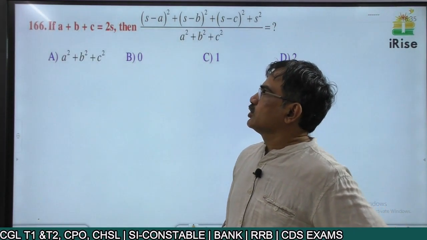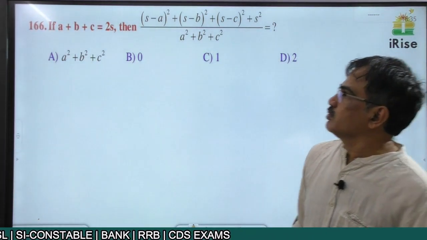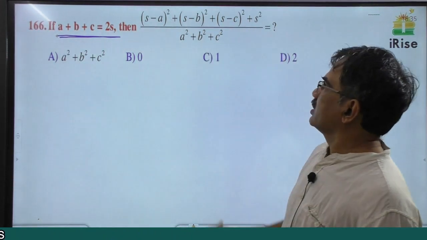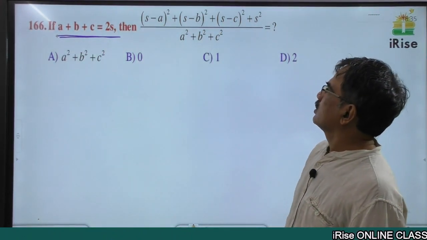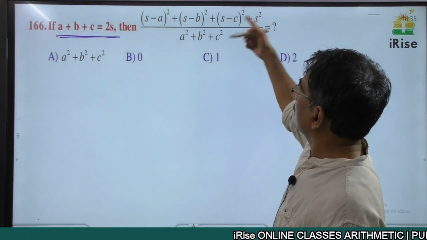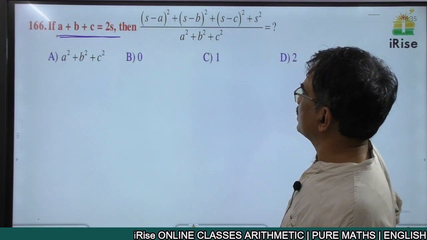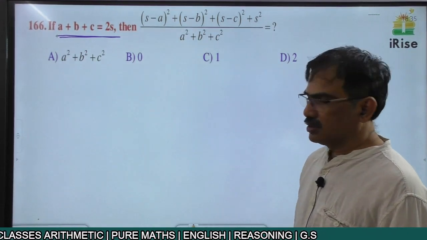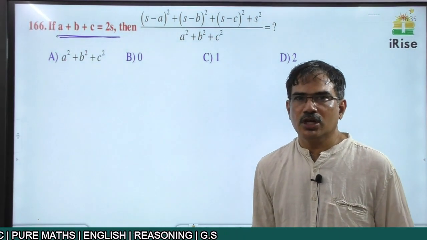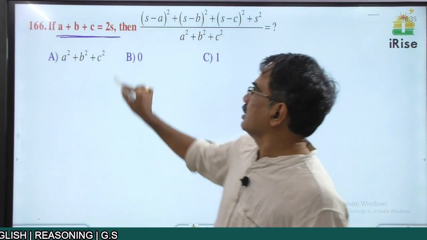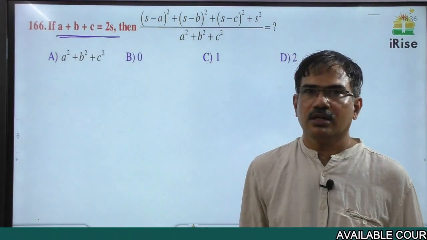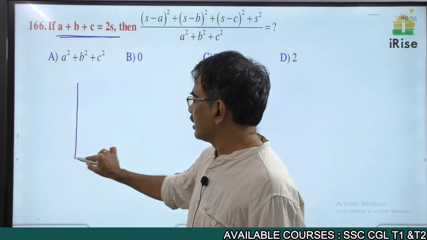So I want to solve this question differently. If a plus b plus c is equal to 2s, then what is (s minus a) whole square plus (s minus b) whole square plus (s minus c) whole square plus s square by a square plus b square plus c square? Actually, I want to use the geometry concept here. Generally, s is a semi-perimeter, 2s is nothing but the perimeter. I want to consider a right angle triangle.